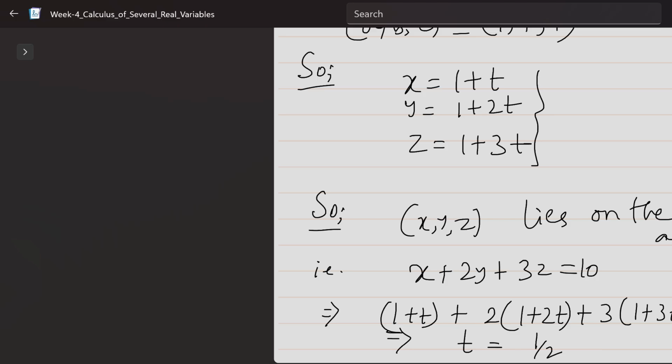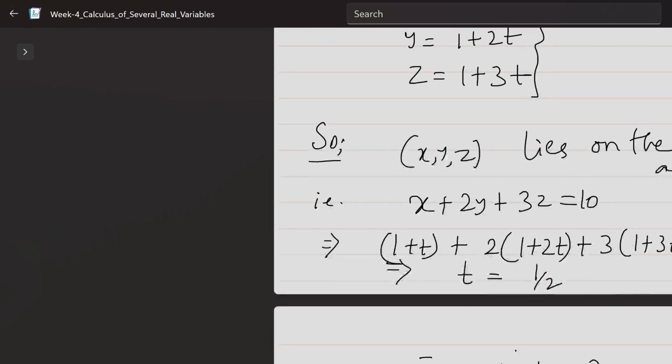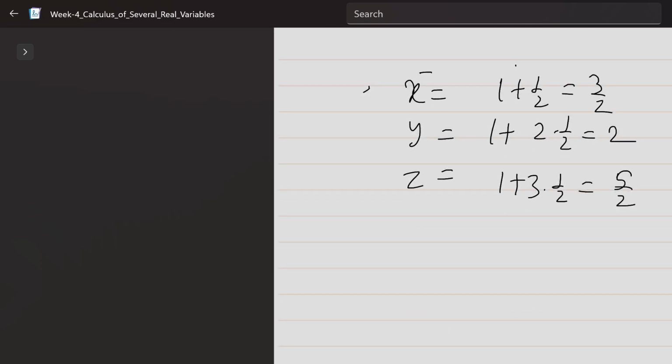So I will erase the whole thing. So my x is 1 plus half, 1 plus t, so this is 3 by 2. Y is 1 plus 2 into half, that is 2. And z is 1 plus 3 into half, that is 5 by 2. So what is the point? It is 3 by 2, 2 and 5 by 2. So this is your point.